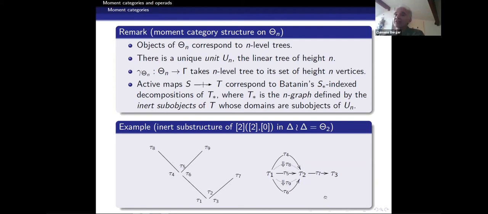And so the inert structure of theta 2 contains all the globular pasting diagrams of this kind. And it tells you how to decompose a tree into subtrees indexed by another tree. So that's just to give you some feeling for what this active inert factorization system of theta n is, and why theta n operads are precisely Michael's n operads.